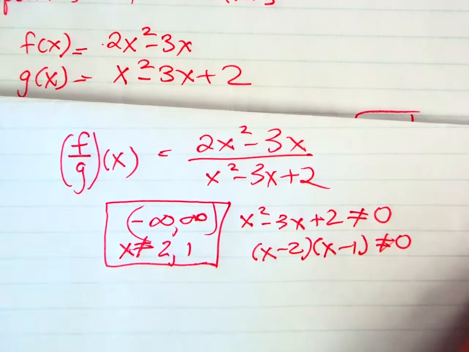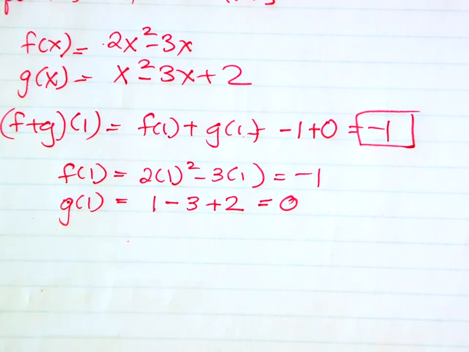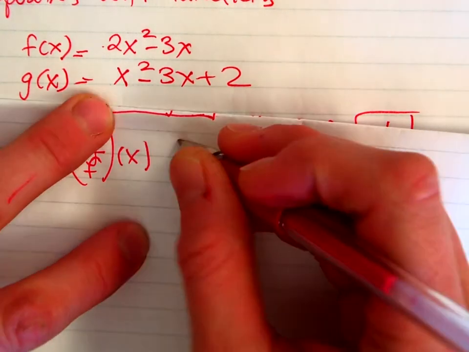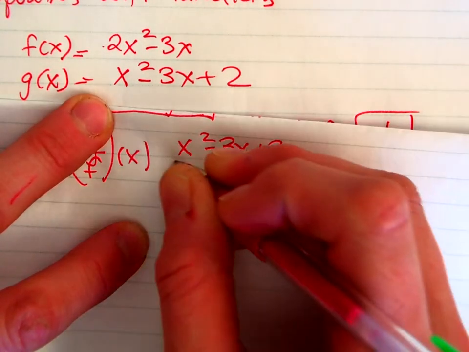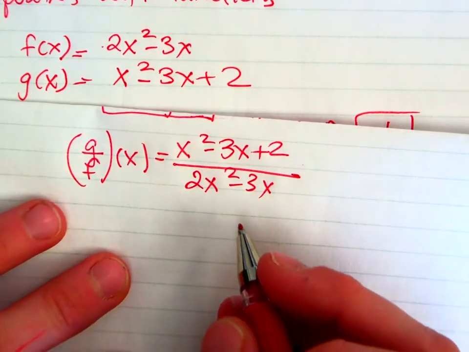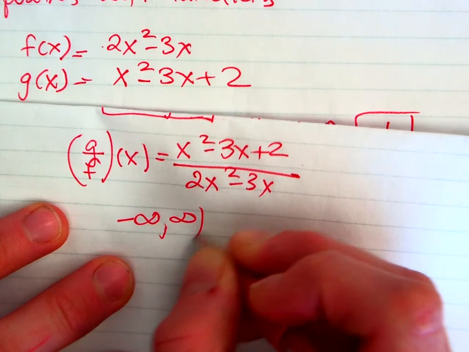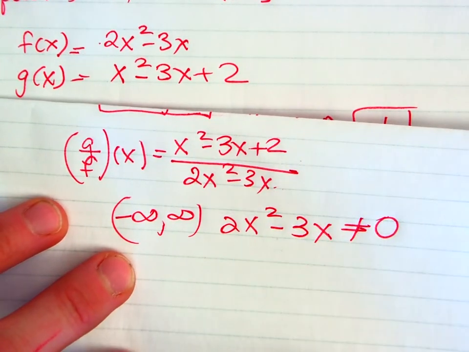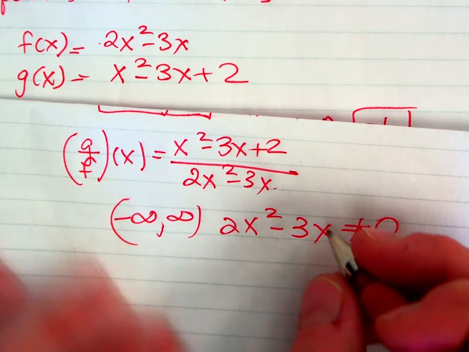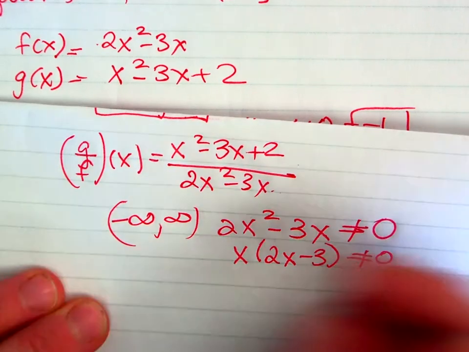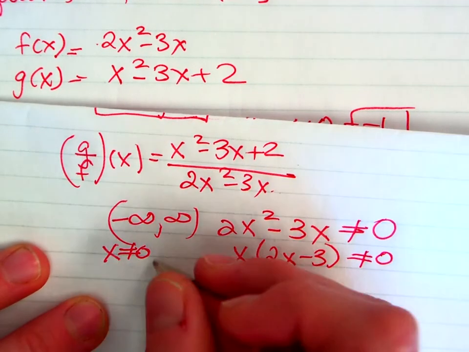I could do the same thing. I could flip it. I could say g over f. So let's do that one next. G over f is x squared minus 3x plus 2 over 2x squared minus 3x. It's very similar. Now I have something different in the denominator. So I'm going to say negative infinity to infinity, 2x squared minus 3x cannot be 0. For this, I'm going to have to use the GCF, so I'll factor out an x. I'll have 2x minus 3 cannot be 0. So this tells me x cannot be 0 or 3 over 2.